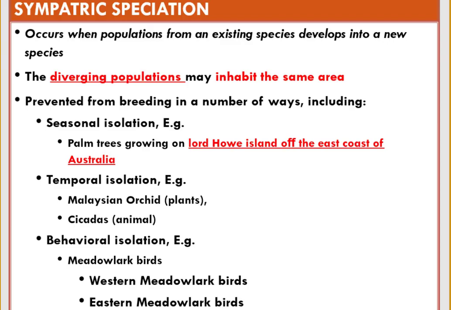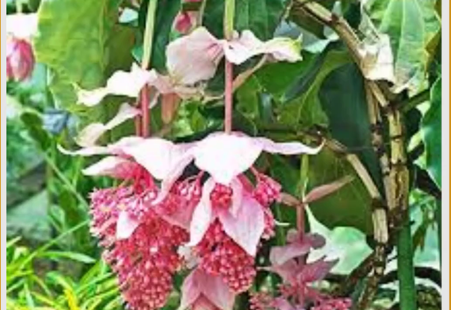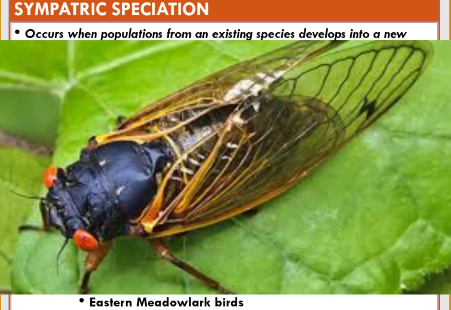The second isolation mechanism is temporal isolation. In this, different populations of a species reproduce at different times of the day. That means temporal isolation is one of the several types of reproductive barriers which can act to keep different or distinct populations of a species from interbreeding due to differences in timing, even if those individuals may occupy the same geographical area. For example, Malaysian orchid and cicadas.